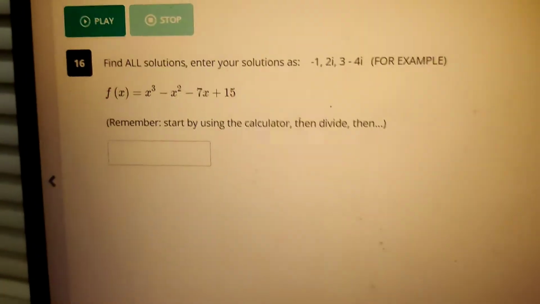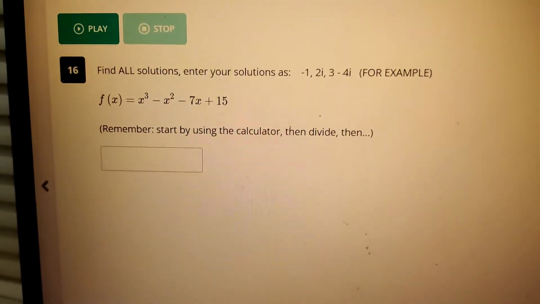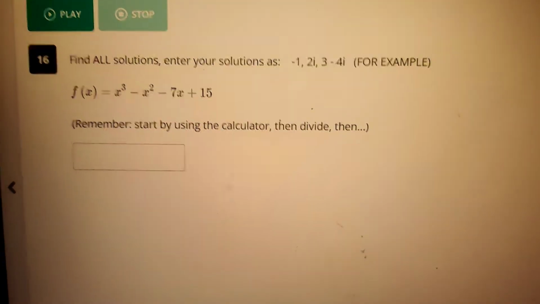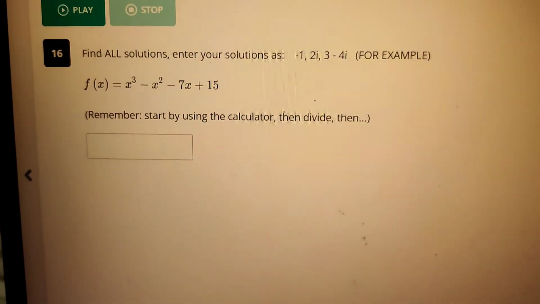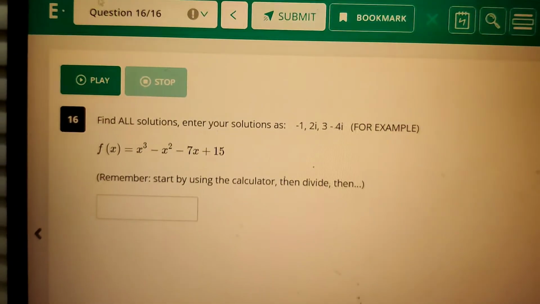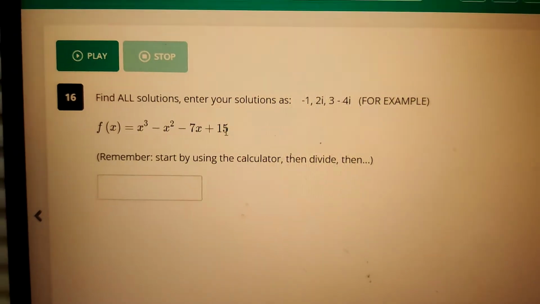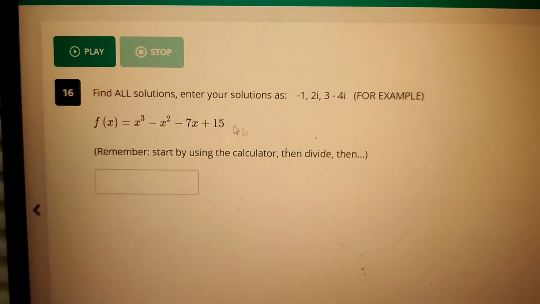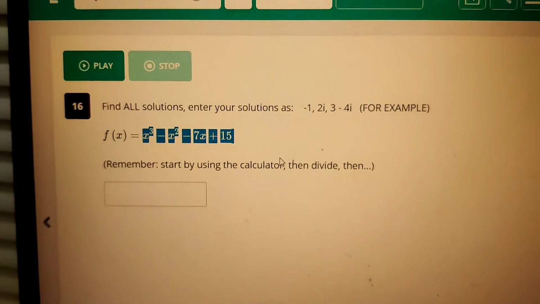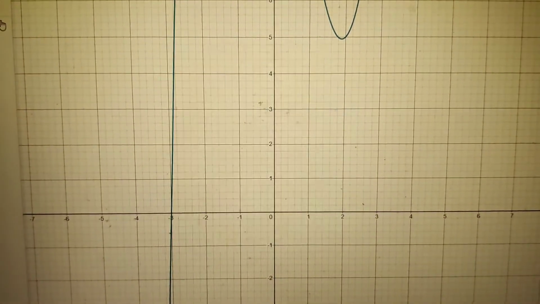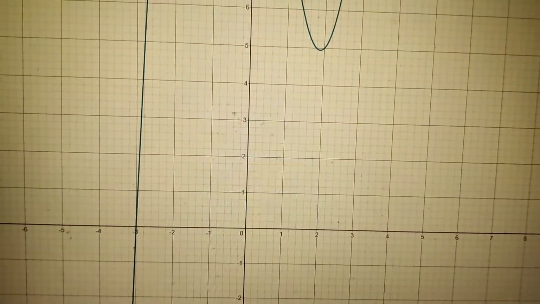And the next one, guys. Super important one, right? Very, very important one. A lot of people miss this one, though. So start by using the calculator, then divide. Okay. So, guys, what I mean is that the way you start to solve something like this is you type it into y equals and you graph it. I don't have a graphing calculator here, but it works just the same, right? So if you type it into y equals, you hit graph, you'll see something like this.